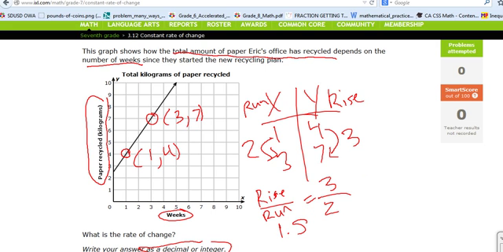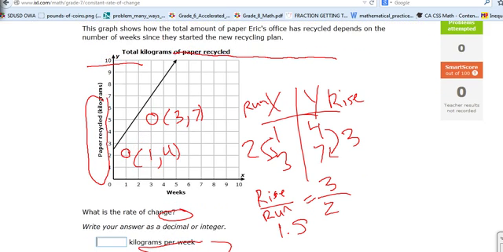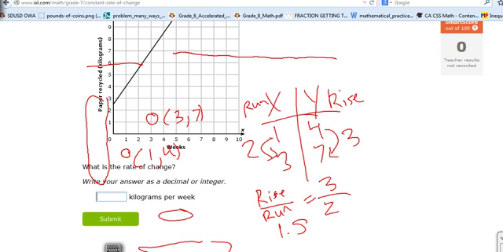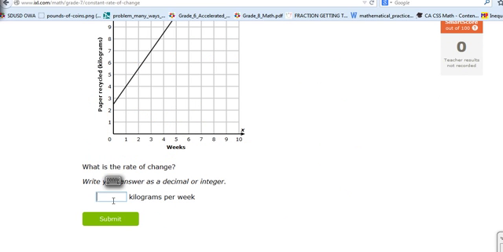So that is what I would put into my problem right here: 1.5 kilograms per week. So what that means is for every 1 week, they are recycling 1.5 kilograms of paper.